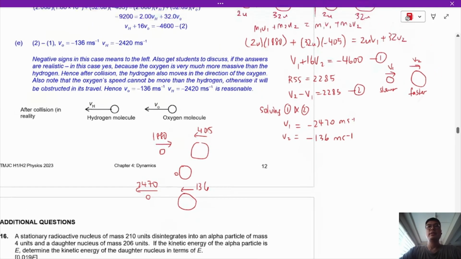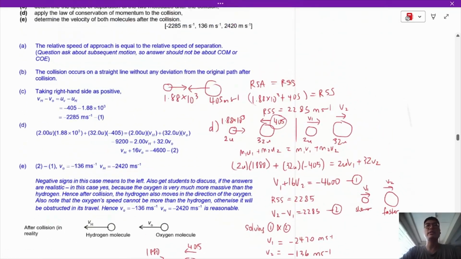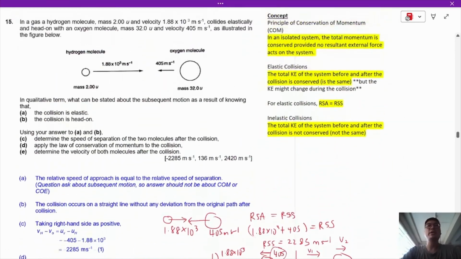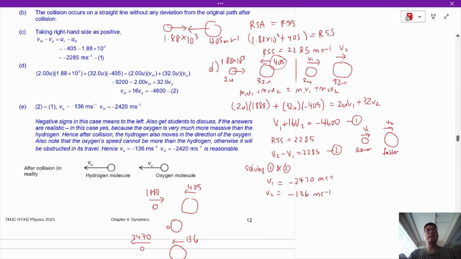Okay, so this is how you do collision questions. They're always very standard. They're always done the same way. Okay, so I hope you will learn this method. Okay, that's the end of question 50.